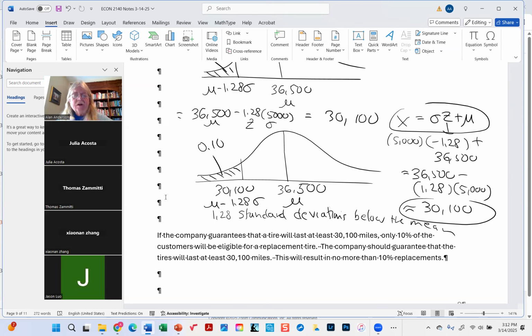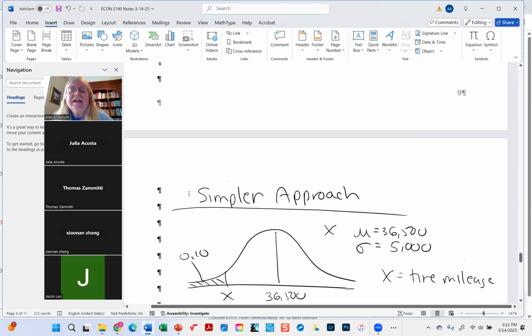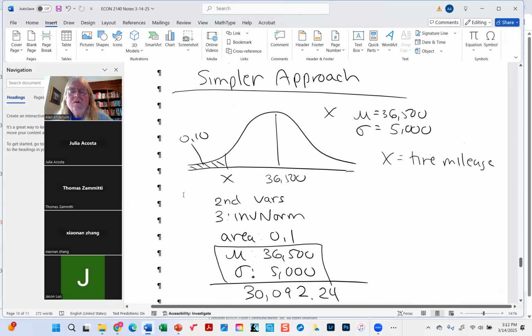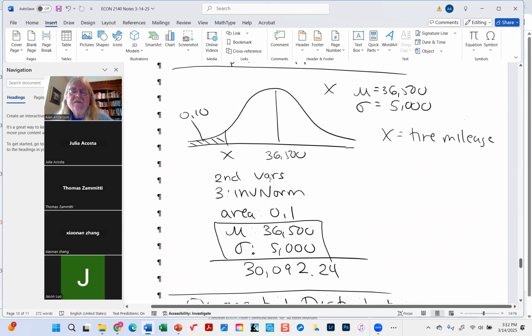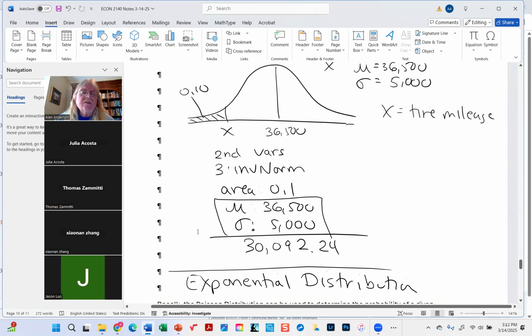Well, luckily, there's a quicker way of doing the same exact type of problem. Yeah, the simpler approach. We don't really need to use z-scores at all. What you could do is go to second vars, INV norm, use the area 0.10, use the original mean and standard deviation, and you'll see that the number you get is about the same.